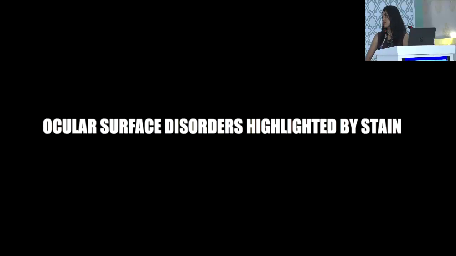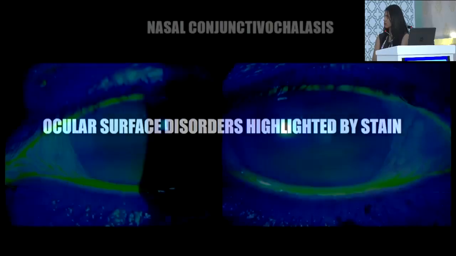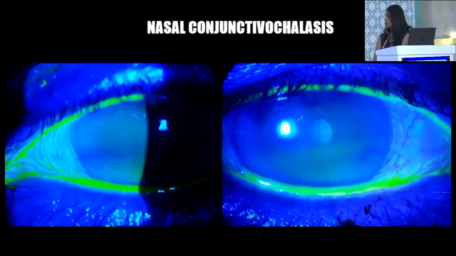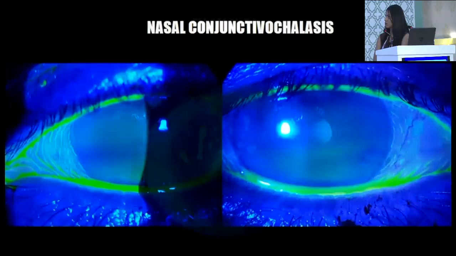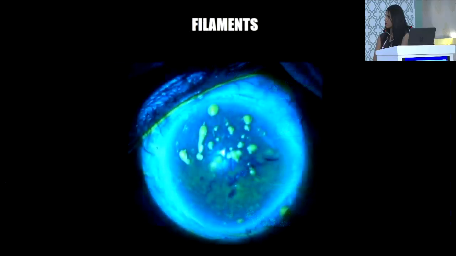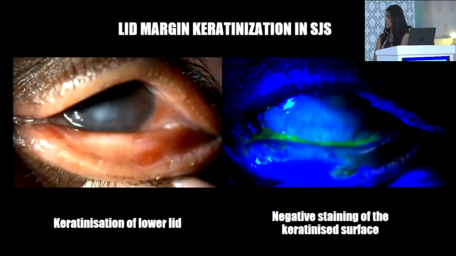It's equally important to recognize the broader spectrum of ocular surface disorders. Redundant conjunctival folds may disrupt the tear film. Fluorescein highlights these folds by pooling between them, often seen near the nasal conjunctiva. Filamentary keratitis presents as strands of mucus and epithelial debris adherent to the corneal surface. Fluorescein stains the base of these filaments, vividly highlighting them.